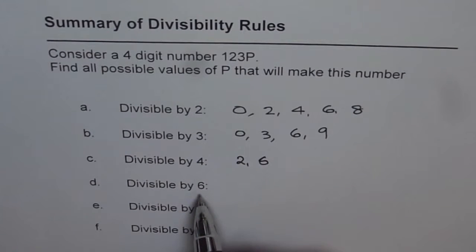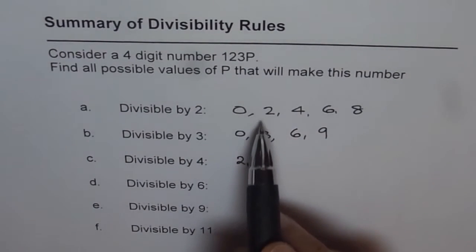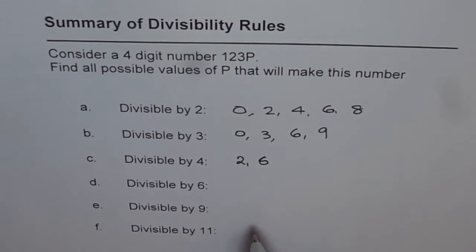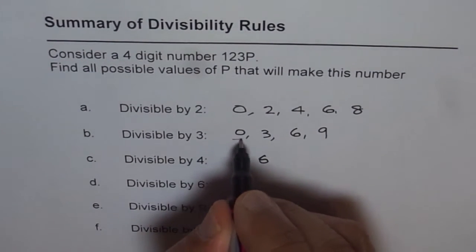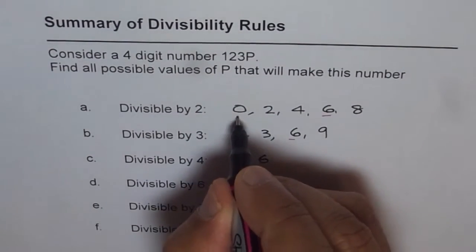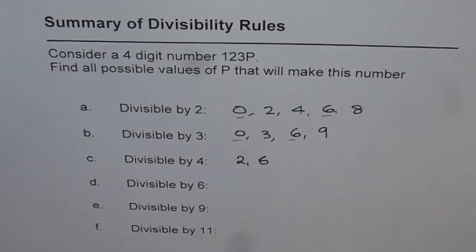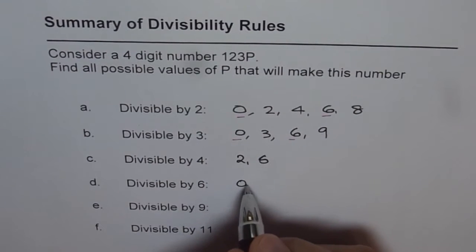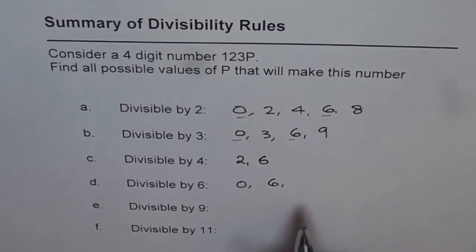How about divisibility by 6? Now a number is divisible by 6 if it is divisible by both 2 and 3. So let's look for numbers which are common to both, right? So we have 2 of them common, which are 0 and 6. So these are the possible solutions. So P could be either 0 or 6. Then it is divisible by 6.